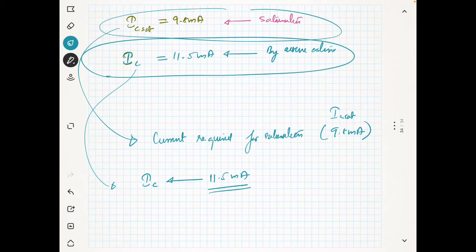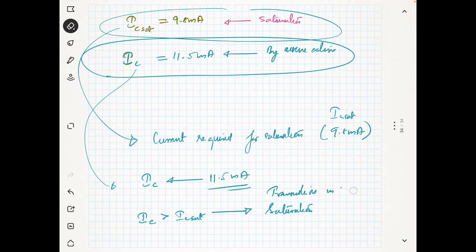So for example, if you have a pass mark of 60 and you have got 70, that means you have passed. So you can see here that IC is greater than IC sat. That means your transistor has moved to the saturation mode. So the transistor is in saturation.